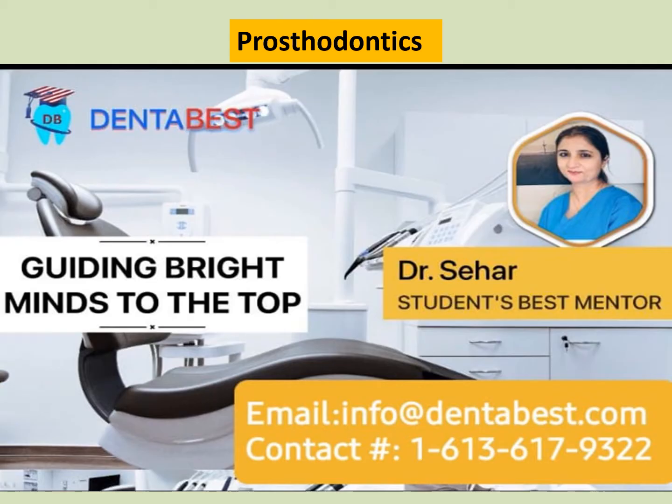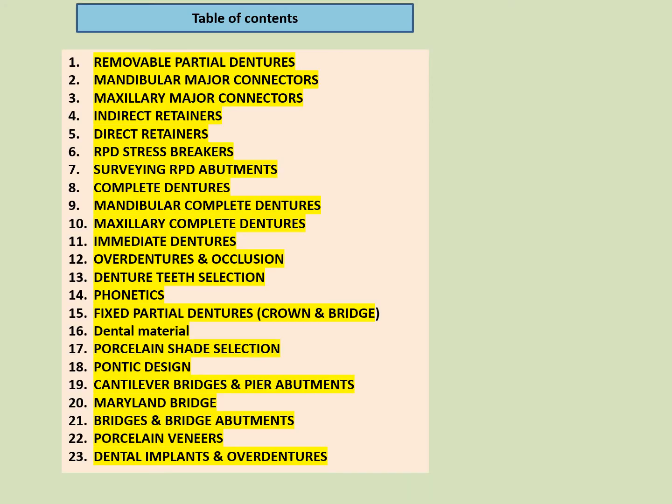As we know, prostho is a very vast subject. It has different topics in it, and we'll try to make it as comprehensive as possible for you. So these are the topics that we are going to cover, which include your RPD, your complete dentures, your overdentures, fixed partial dentures, cantilever bridges, pier abutments, Maryland bridge, veneers, dental implants, and the overdenture, along with the dental materials too.